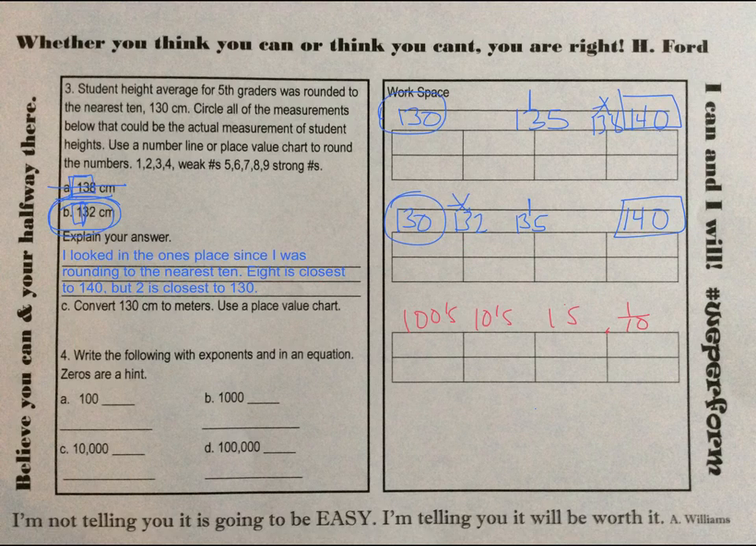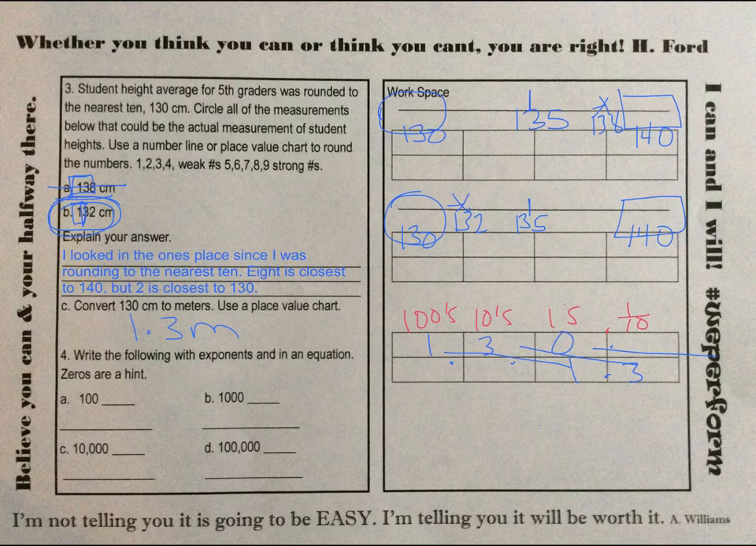C says convert 130 centimeters to meters. So the first thing we need to remember is there are 100 centimeters in 1 meter, and that helps us to solve this problem. So that means that we are going to write 130 on our chart, and then we have to divide by 100. So that means we go back 2 spots, 1, 2. So that will give us 1 and 3 tenths meters.